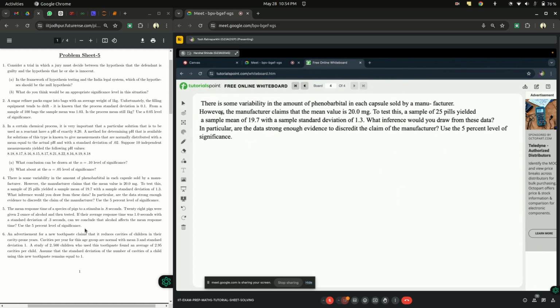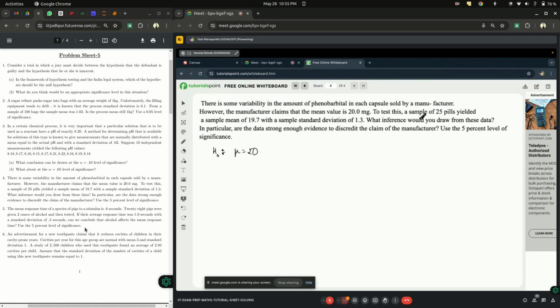The question is, there is some variability in the amount of phenobarbital in each capsule sold by a manufacturer. However, the manufacturer claims that the mean is 20 mg. So he claims that the mean value is 20 mg. So what is my H naught? It is mu equal to 20 mg. Do not go for HA yet. Alternate may change.